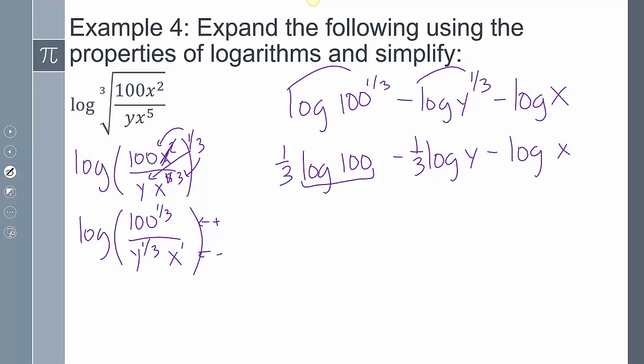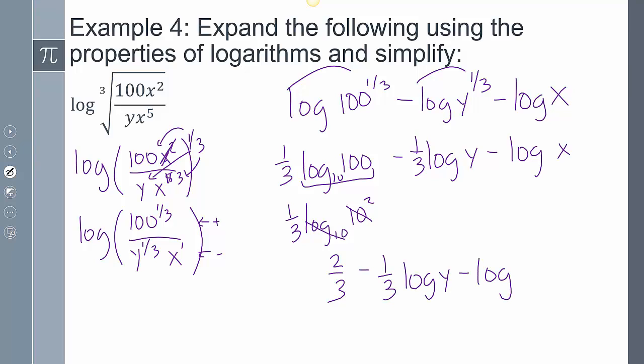This will simplify. I can rewrite, because this is log base 10, right? So 1/3 log base 10 of 10 squared. Well, those will cancel out. So I get 2 times 1/3, so that gives me 2/3. And I still have my minus 1/3 log y and my minus log x.